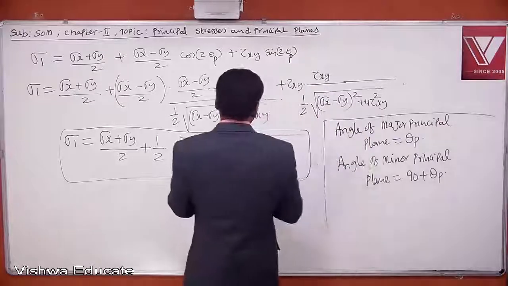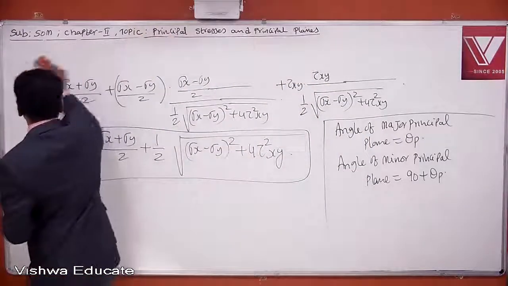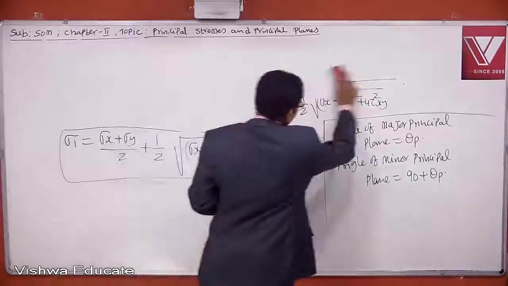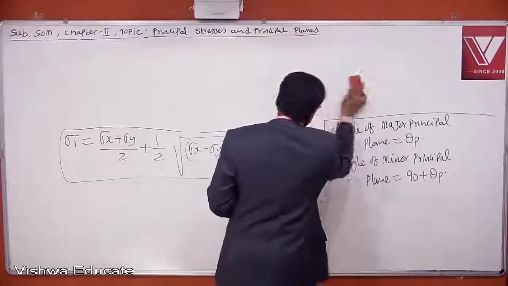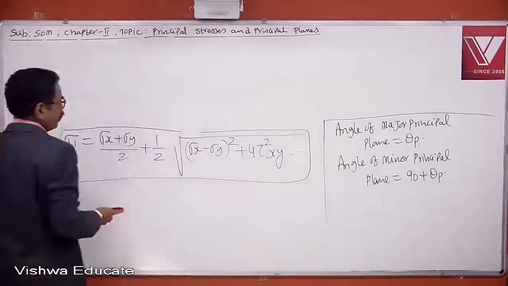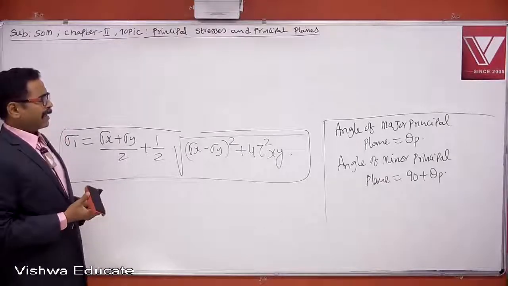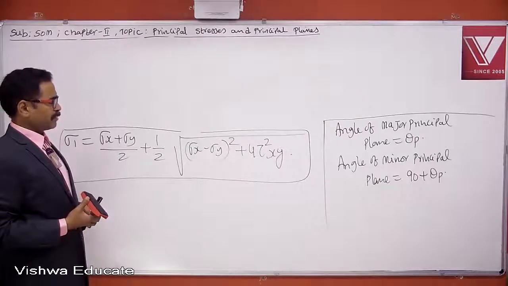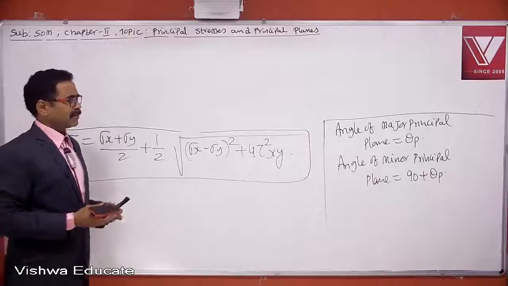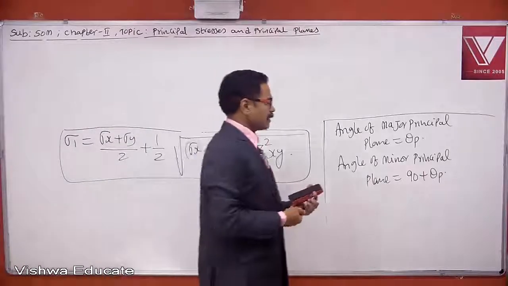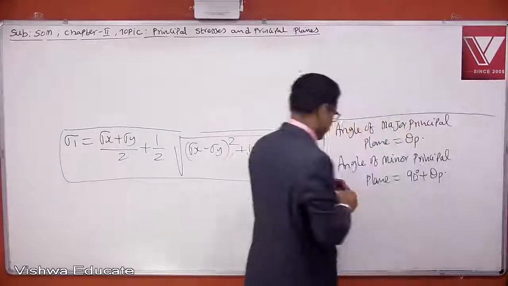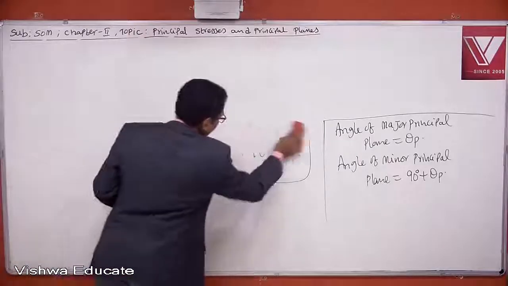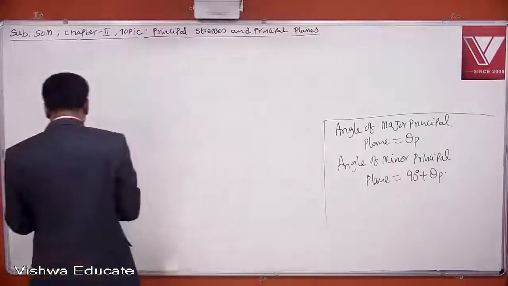Now you copy this. If the angle of the major principal plane is θp, the angle of the minor principal plane should be 90 plus θp, because the angle between two principal planes is 90 degrees. So if the angle of the major principal plane is θp, automatically the angle of the minor principal plane will be 90 plus θp. If you measure θ in degrees, it is 90 degrees plus θp. Let us try to find θ2.